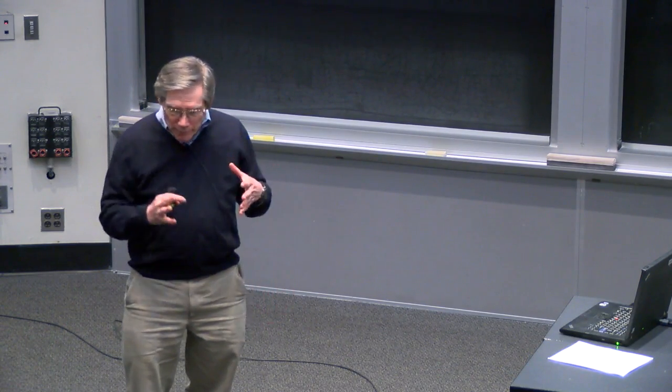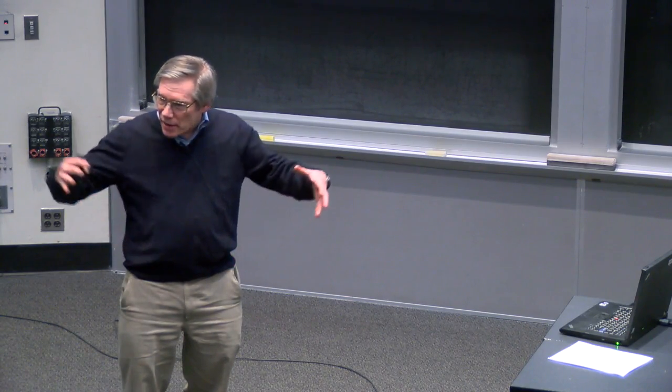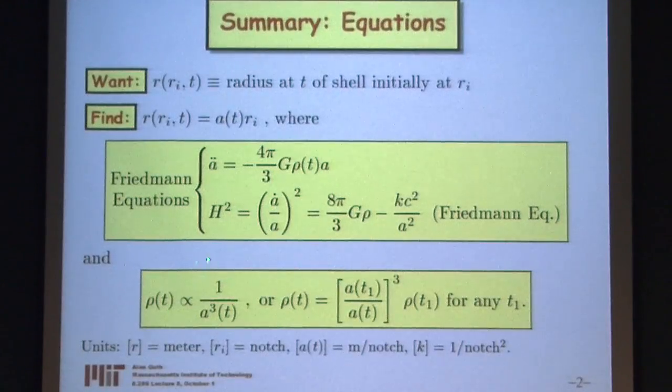And in addition to finding the equations of evolution for a of t, we also understood how rho of t evolves. And that really is pretty trivial to begin with. The Newtonian mass of this sphere stays the same. It just spreads out over a larger volume as a of t grows. So if the mass stays the same and the volume grows as a cubed, then the density has to go like 1 over a cubed.